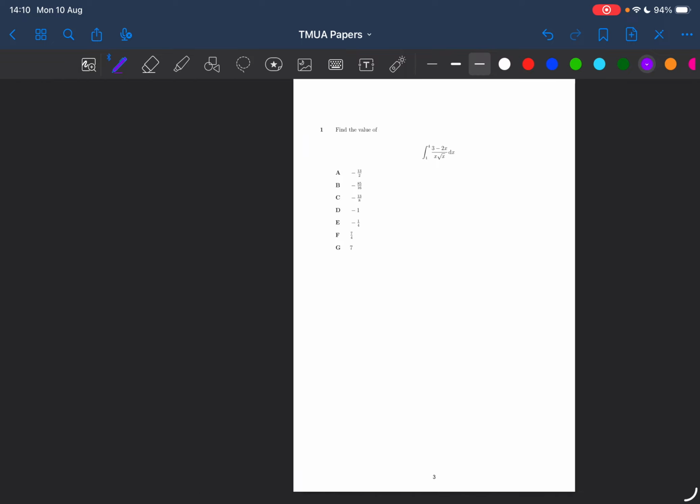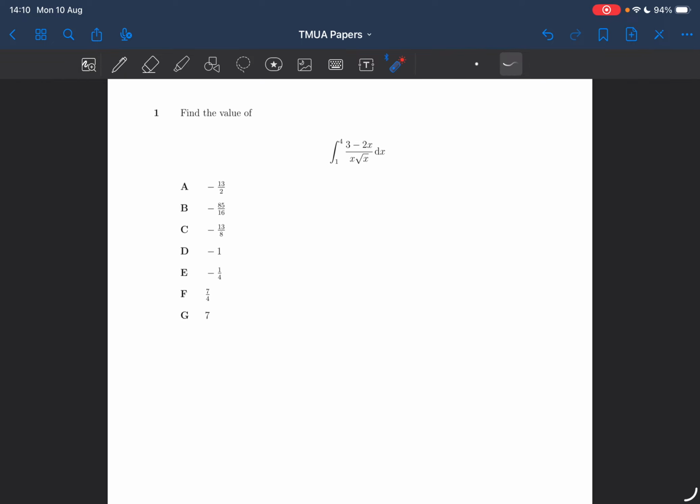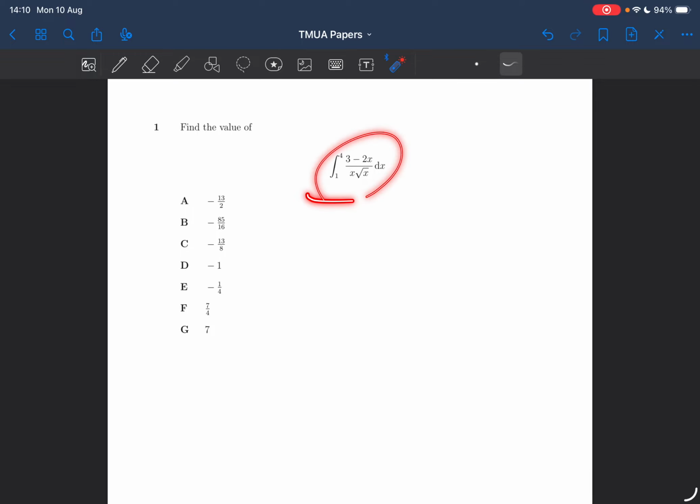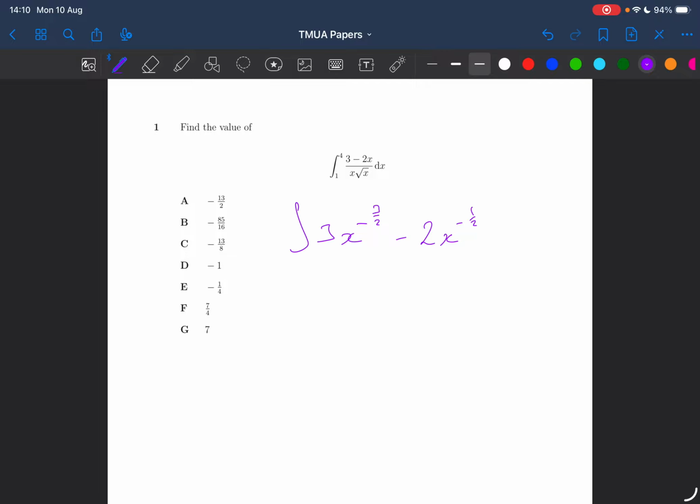Let's get going. So first one, we've got some integral. We're going to integrate this from 1 to 4. When it's like this, there's nothing weird on the bottom, as in there's no pluses or minuses, it's just a single term. Just divide them all off. So we've got 3 over x root x. So that'd be 3 times x to the power of minus 3 on 2, take away 2. This x will cancel with that one. So 1 over root x, x to the minus half. We want to integrate that still from 4 to 1.